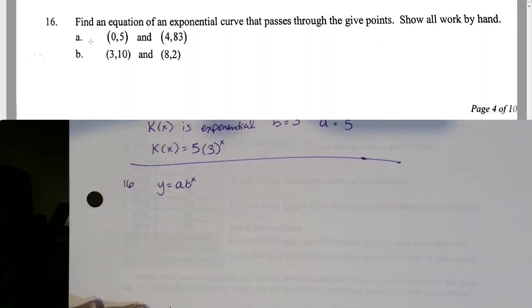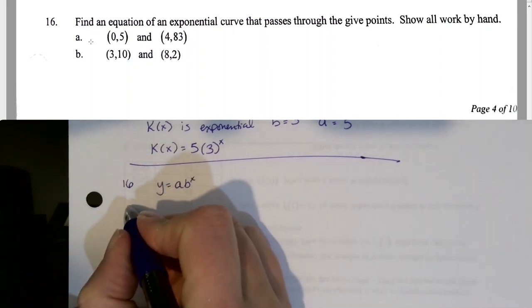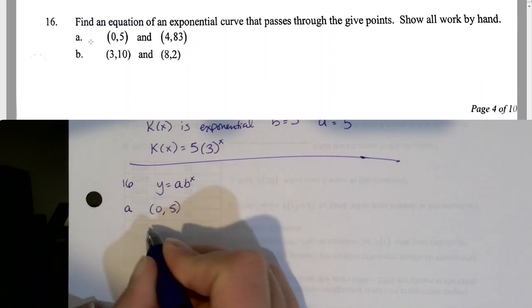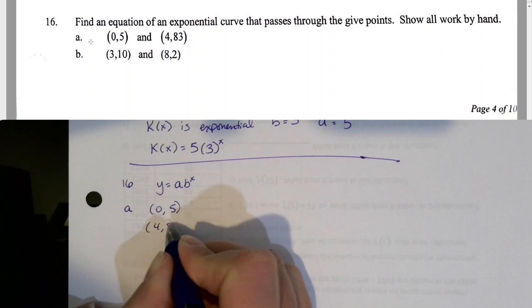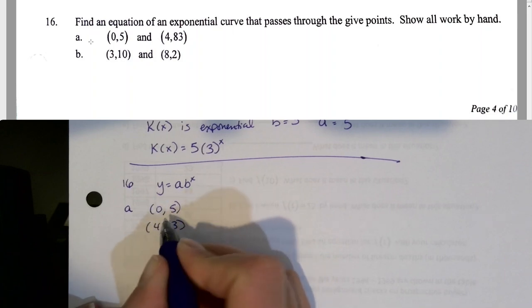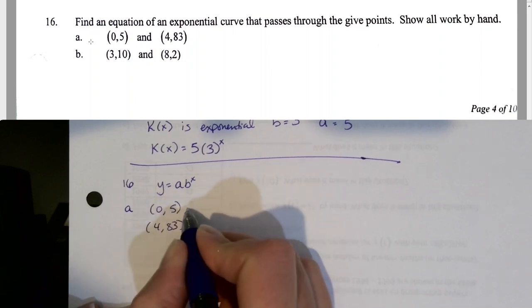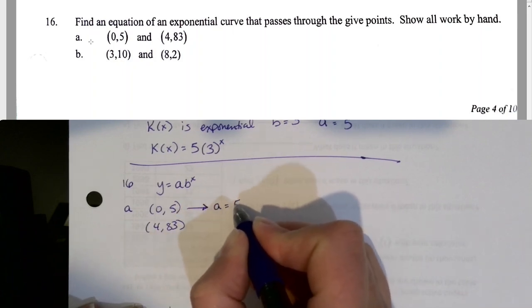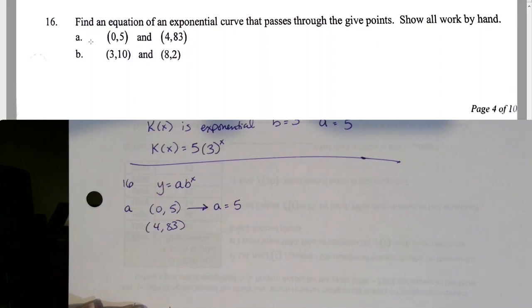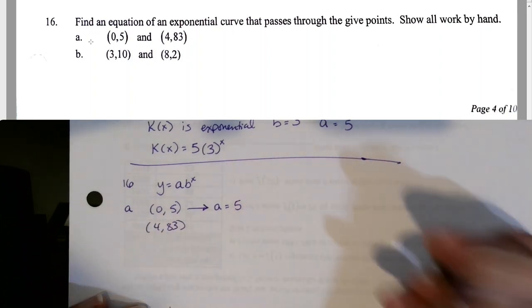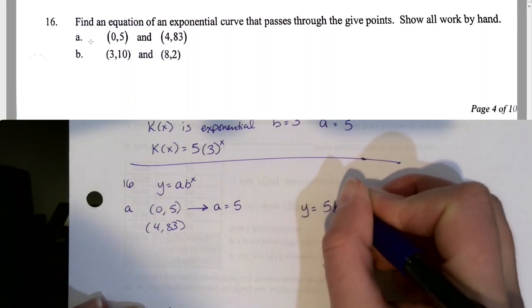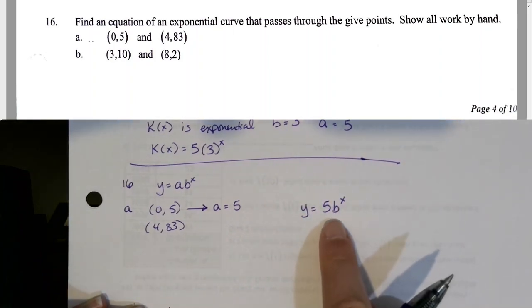Now with 0, 5, because specifically I have that 0 as the x-coordinate, that tells me that the y-intercept, the a value is 5. So I already know part of my equation. So I know my equation is y equals 5 times b to the x. I don't know b yet, but I do have another ordered pair that I'm going to plug in for x and y. 83 is the y value, equals 5 times b to the 4th, that's our x value. And we're going to solve this for b.